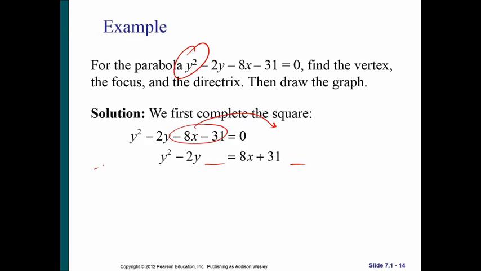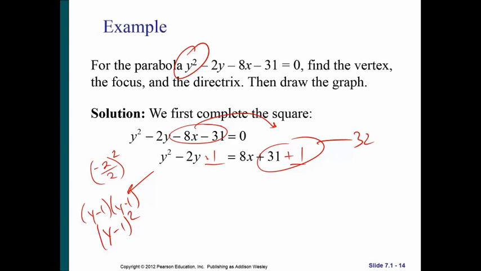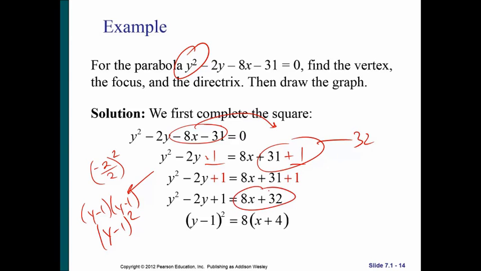What goes in the blank? Negative 2 divided by 2 squared, which is 1. So believe it or not, you've now created a perfect square here. Y minus 1, which is y minus 1 squared. We'll take the 31 and the 1 and put them together and get a 32. And then at this stage we're going to factor an 8 out.